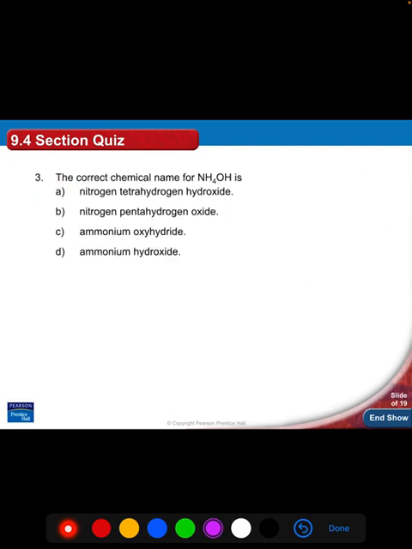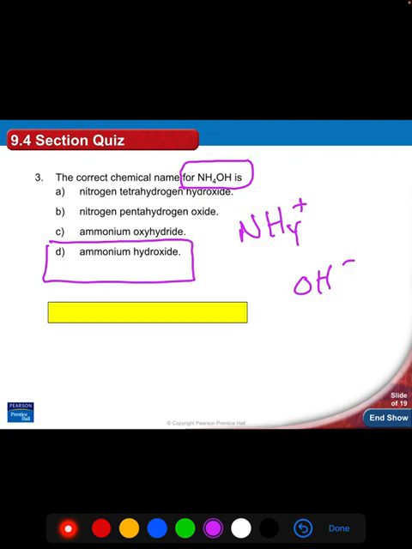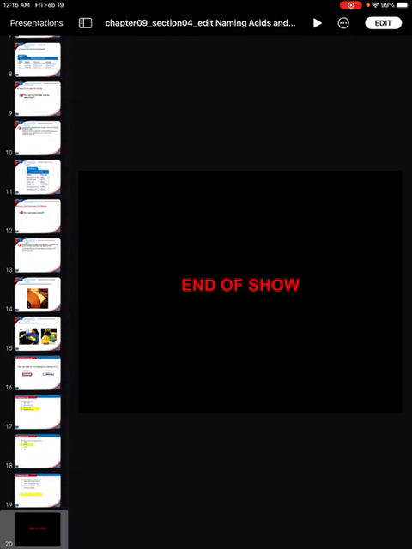And our final slide, and then we'll quickly go over the assignment, is the correct name for NH4OH. This is 2 separate polyatomic ions, the ammonium ion and the hydroxide ion. This is a very common base. It's formed when you dissolve ammonia gas in water. So when you buy ammonia at the store, what you're really buying is this substance, which is ammonium hydroxide. And so that concludes our discussion.